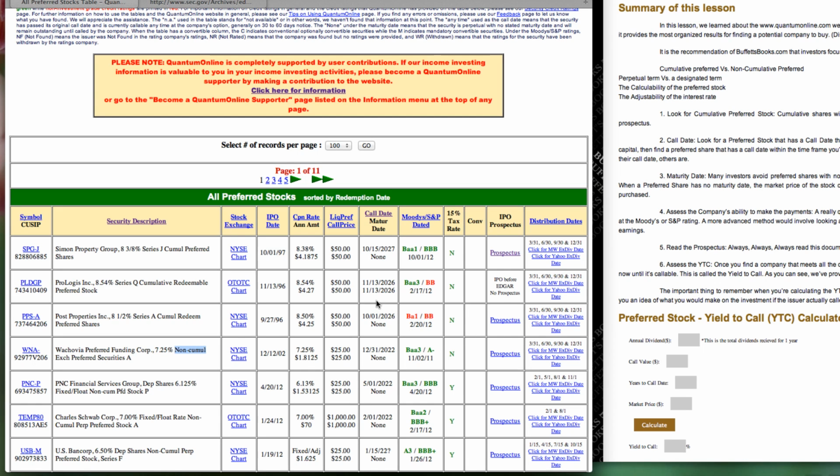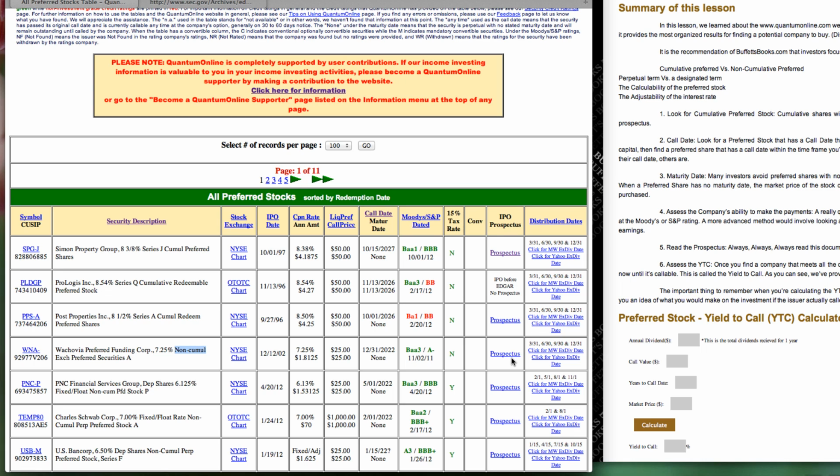I really like to find companies that have a call date that's within a reasonable amount of time, and I always want to buy a preferred share that actually has a maturity date to it. So just some things to think about. When we get into using the calculator over here on the Buffett's Books website, you can play around with adjusting the years to the call date, and you can see how that adjusts the yield that you're going to receive.